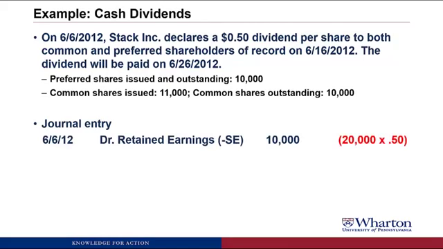So for the entry, we want to debit retained earnings for 10,000. So we debit retained earnings on the declaration date, June 6th, to reduce retained earnings. The 10,000 comes from the fact that we've got 10,000 shares of preferred outstanding and 10,000 shares of common shares outstanding. So we only pay dividends on outstanding shares. So that's 20,000 shares total times 50 cents per share, which is $10,000. The credit will go to dividends payable. We create this liability to pay the cash to our shareholders at some date in the future.